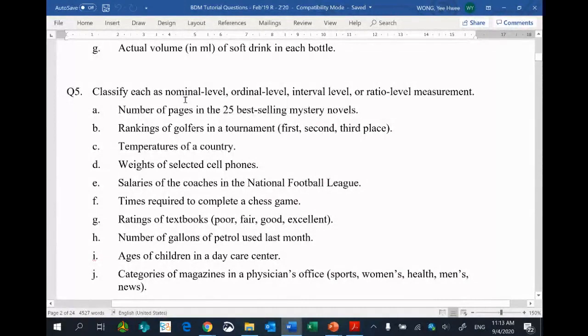Question 5. There are 4 levels, remember? Nominal, ordinal, interval, ratio. So you go through one by one. Based on what we have discussed just now, you identify if the salary is a number, so it's either interval or ratio. Does the salary have a true 0? If yes, then it's a ratio. If no, then it's interval. This is what we discussed, right?